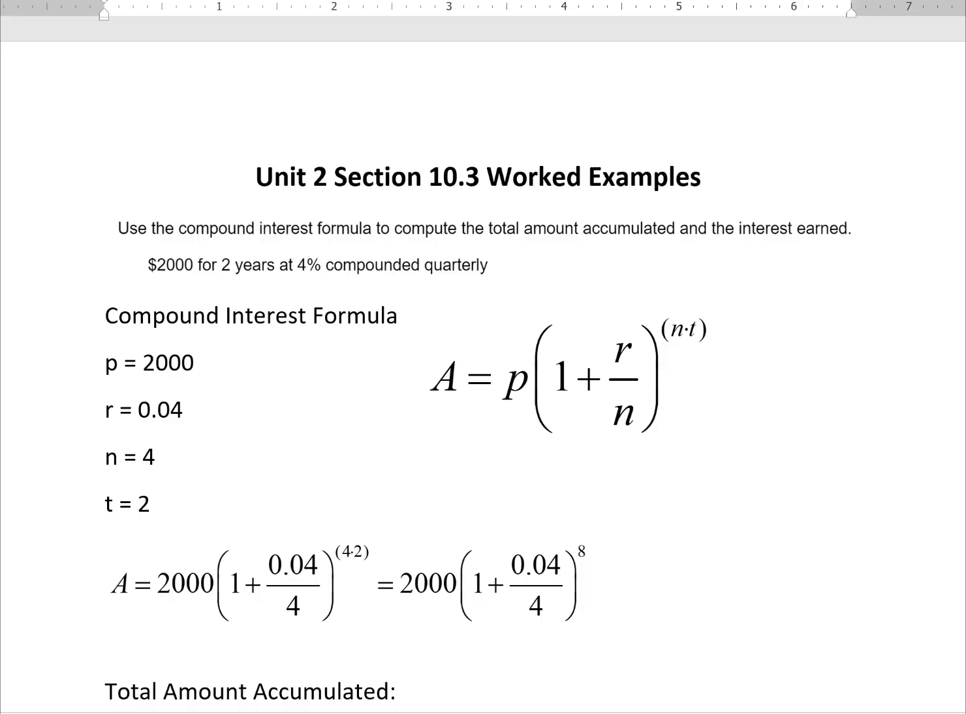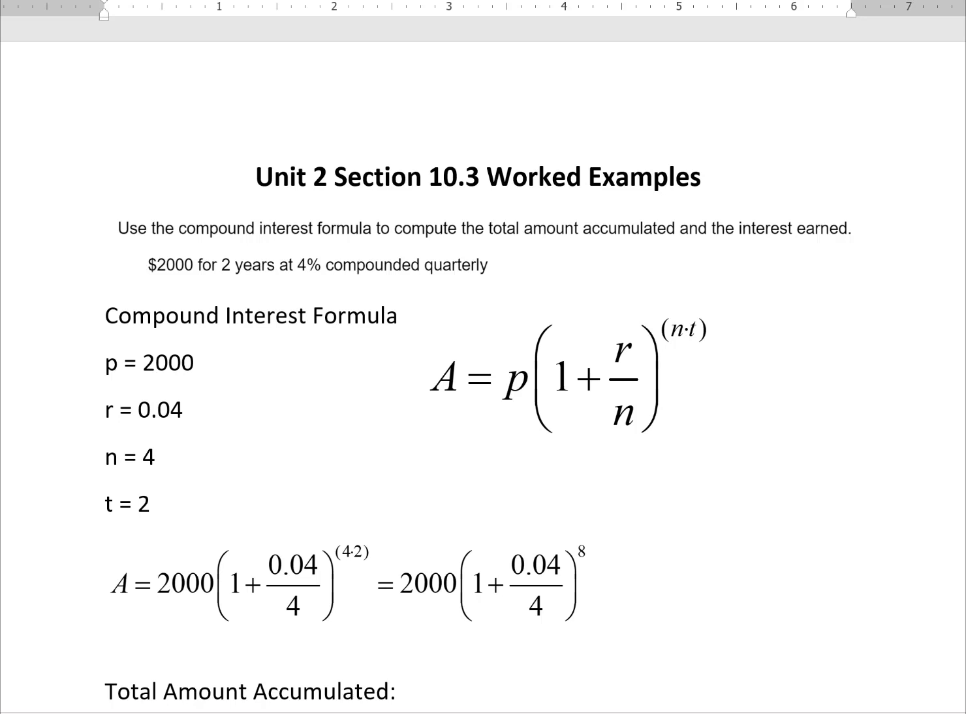Unit 2, Section 10.3 Worked Examples. Use the compound interest formula to compute the total amount accumulated and the interest earned. $2,000 for 2 years at 4% compounded quarterly.